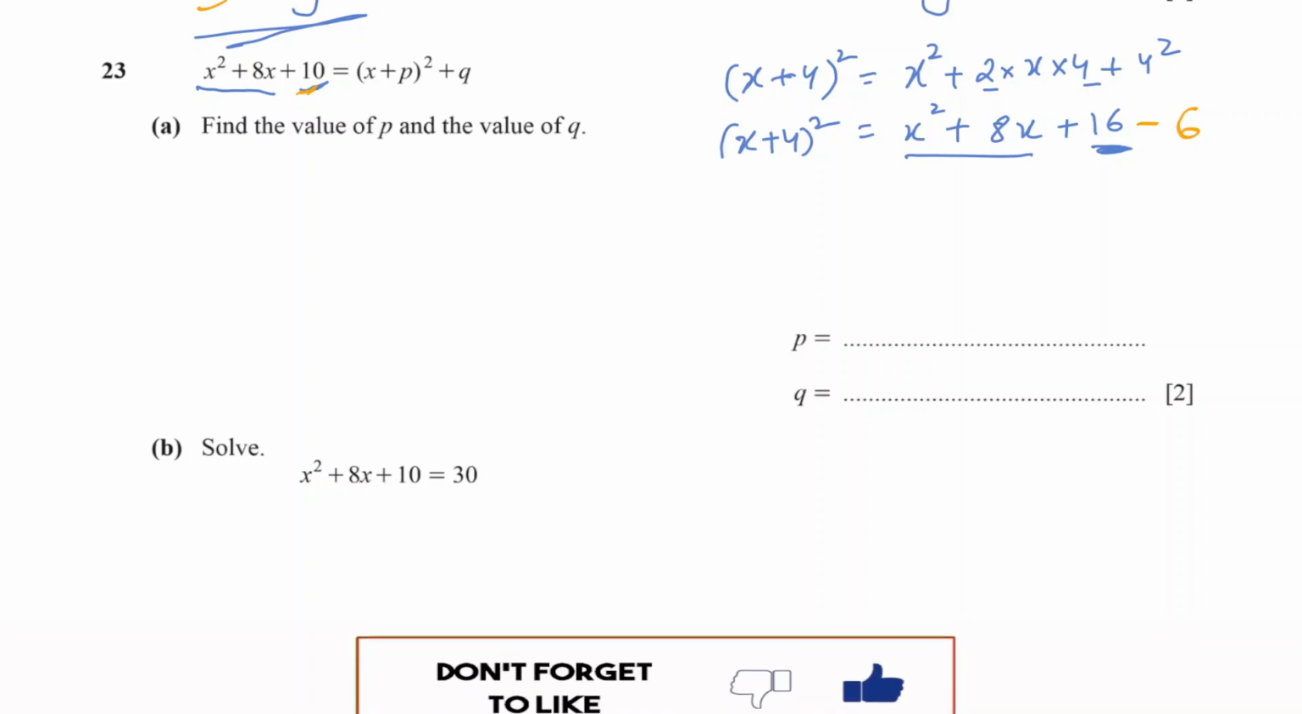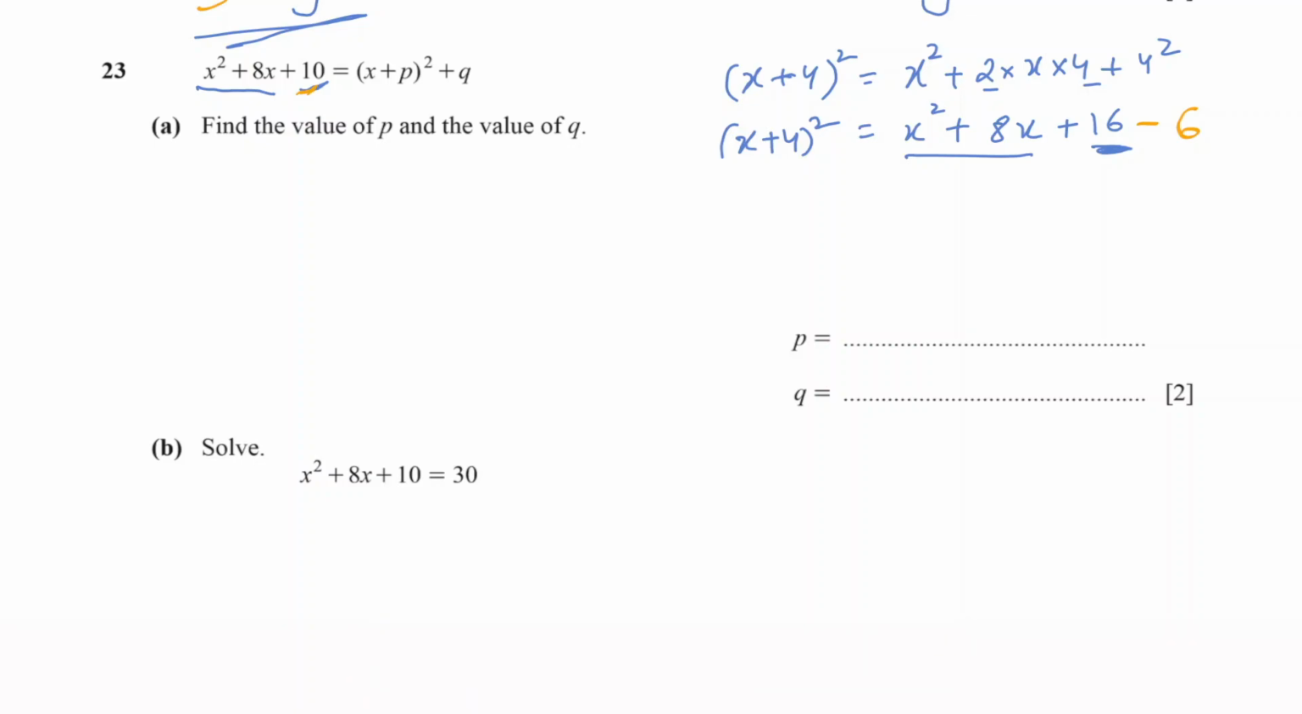I need 10, so I cannot only subtract 6 from the right hand side. I have to subtract 6 from the left hand side also, so that the equation is balanced. Now if I subtract 6 from both sides, I get (x plus 4) whole squared minus 6 equals x squared plus 8x plus 10, because 16 minus 6 is 10.